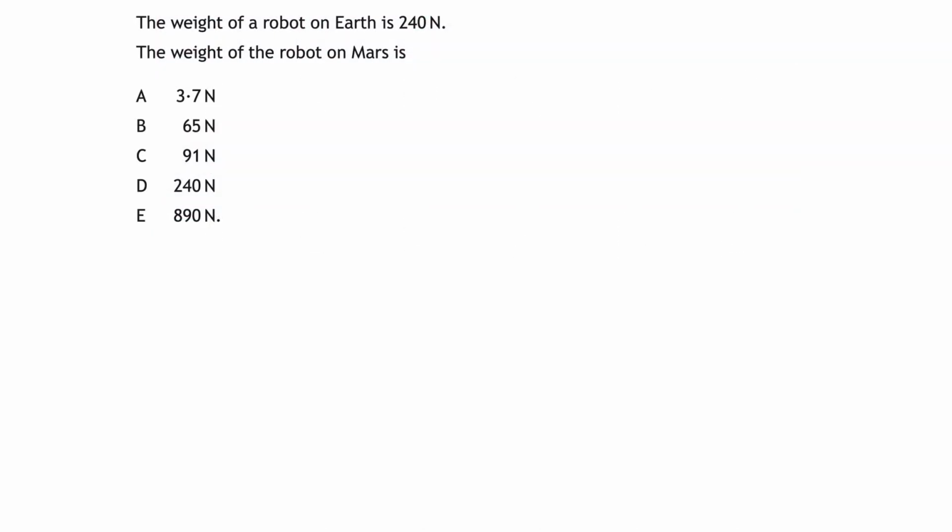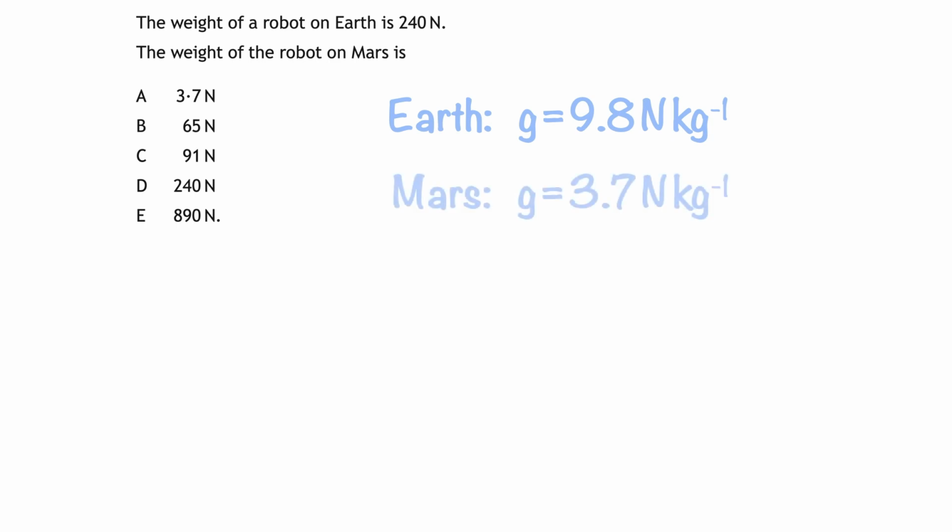The weight of a robot on Earth is 240 newtons. The weight of the robot on Mars is... So first thing to remember is that an object's mass is constant, although its weight will change depending on the gravitational field strength where it's situated. On Earth, gravitational field strength is 9.8 newtons per kilogram, and on Mars it's 3.7 newtons per kilogram. Both values are found in the datasheet at the front of the exam paper.